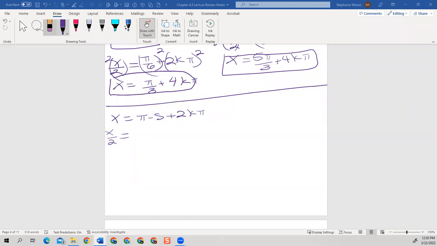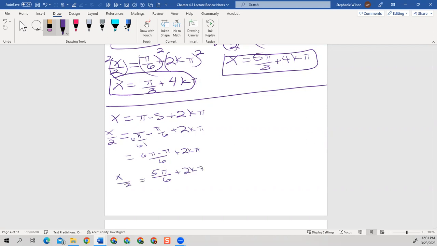Okay, so now let's plug in. So we got pi minus pi over 6 plus 2k pi. So we're subtracting a fraction, so we need a common denominator. So I have 6 pi over 6 minus pi over 6 plus 2k pi, which gives me 5 pi over 6 plus 2k pi.